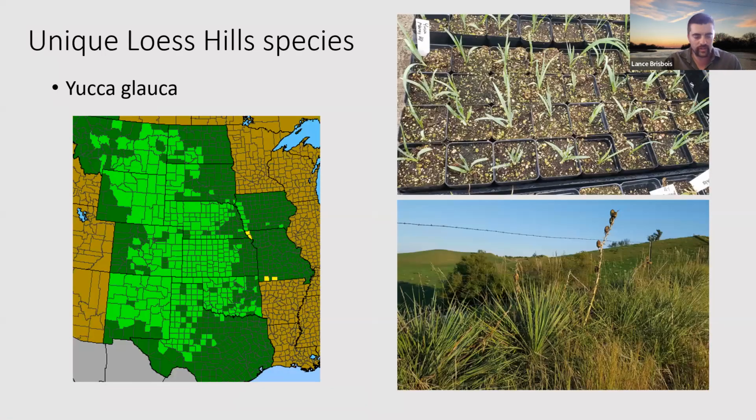I'm going to talk about just a few examples of those species. So yucca, so the maps I'm going to show, if you're not familiar, the lighter green areas are the counties where it is native. And then the darker green means it's native to that state. So yucca is one that, as you can see, is a pretty dry species, more in the Great Plains, the High Plains out west. But all the Loess Hills counties do have it too.